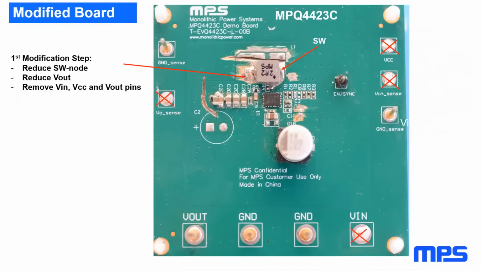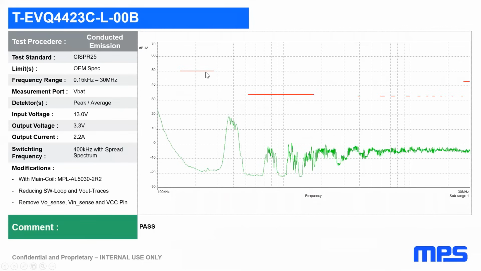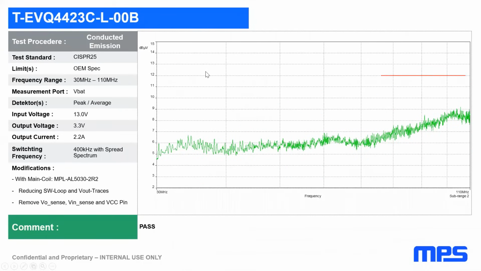In the next step, we tried to further improve the board by reducing the switch node area. Also the V-out area we made smaller. We removed the pins that were directly connected to the dirty input area for sensing reasons, and we measured the low frequency conducted emission. The difference is not big, but in high frequencies we see another 1 dB gain.